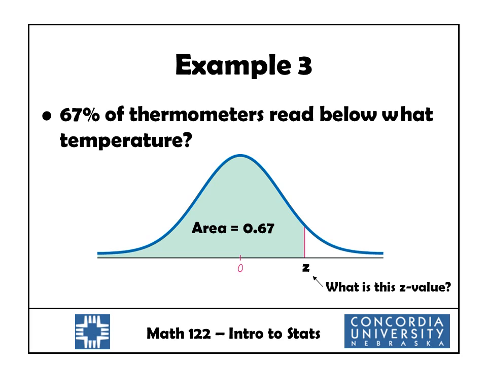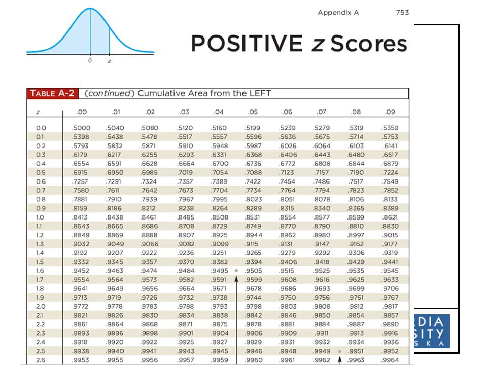So continuing with example 3, the question was 67% of thermometers read below what temperature? In terms of our bell curve, we have an area to the left of z equals 0.67. And we want to find that z value. That z value is going to be our temperature reading. Okay? And so to find this, what we're going to have to do is go to our positive z-score table and look through the center of the table for an area as close to 0.67 as possible.